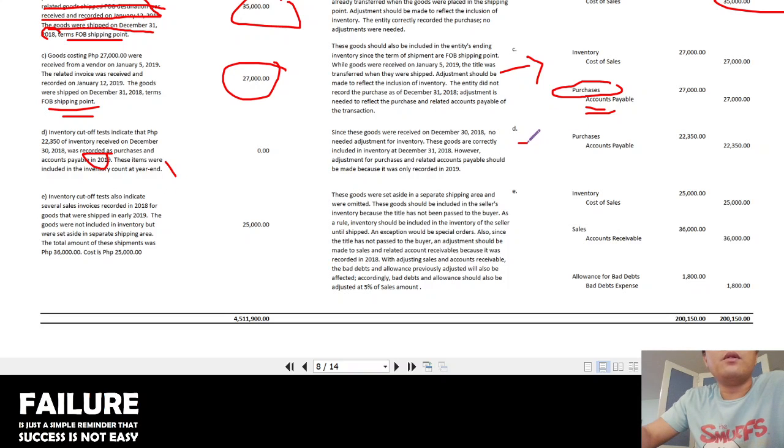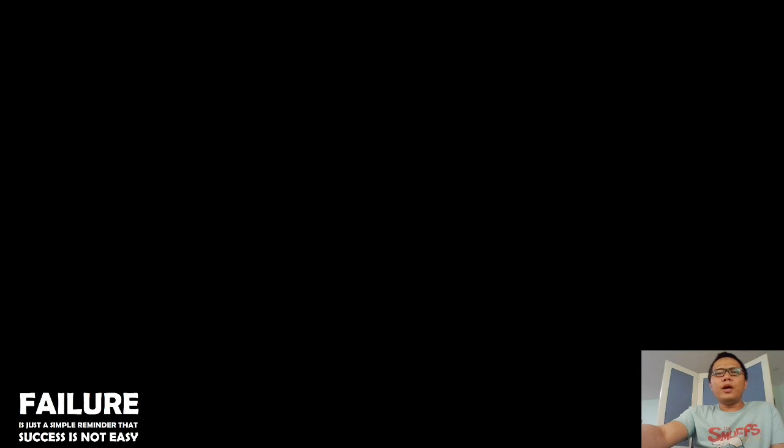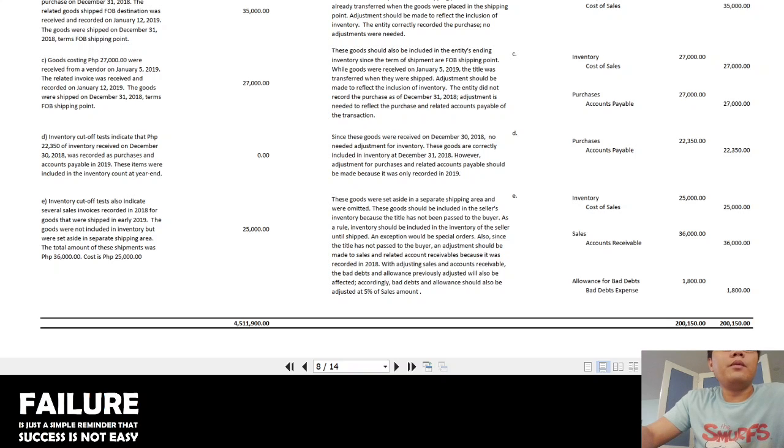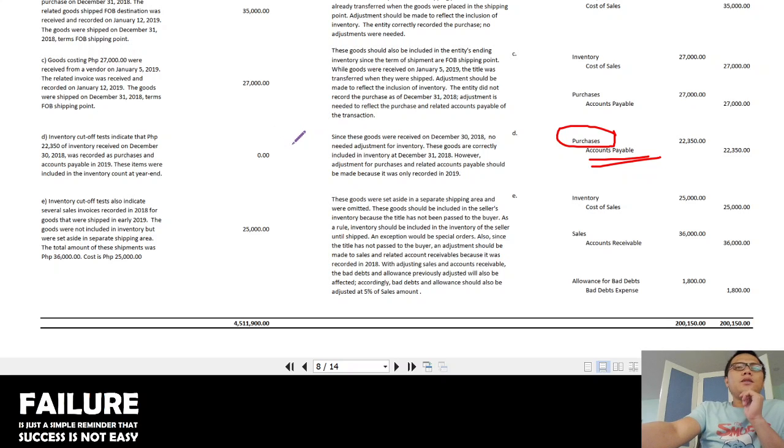So, ano yung adjusting entry natin para dito? We have to debit purchases and credit accounts payable. Di ba? Debit purchases, credit accounts payable. Okay? So, we do not need to make any adjusting entry for inventory because again, it was properly included. Ito, which is tama naman na include siya kasi nandun na siya during the cut-off. Ang mali lang is hindi siya na-record as purchase and accounts payable.